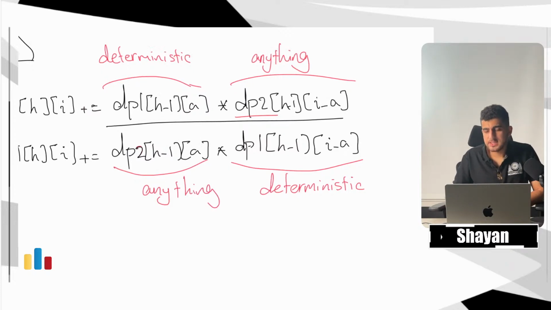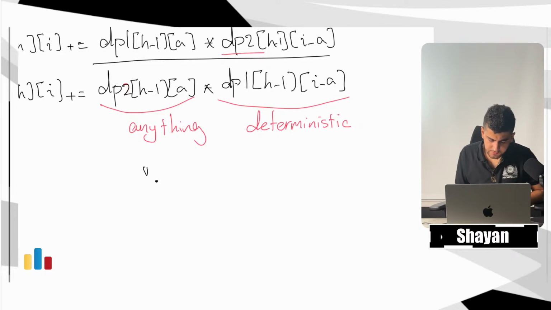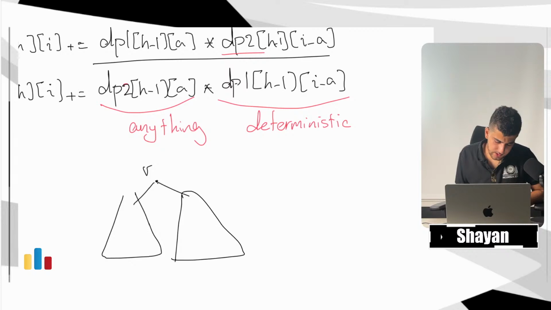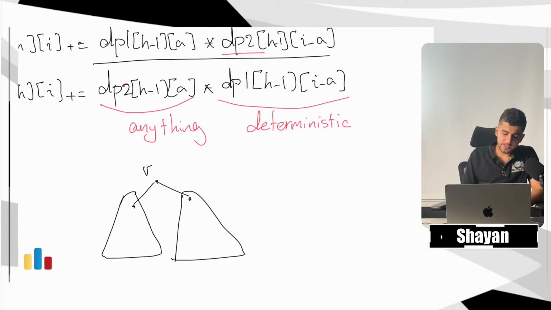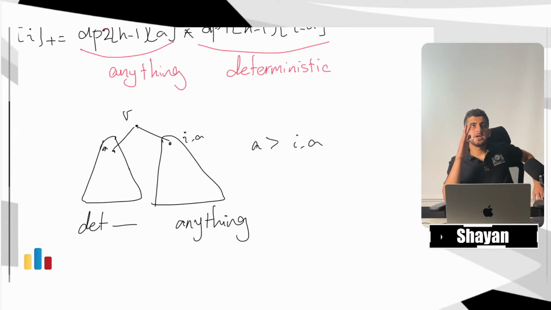So the point is that this is problem E1. For each vertex like v, you will consider the two children of v, the left child and the right child. You know that one of them is greater. For example, assume that a is greater than i minus a. Then the left child must be deterministic, but the right child can be anything, because I will never go to the right child. So I do not need to worry about it, and I can use dp2 there.